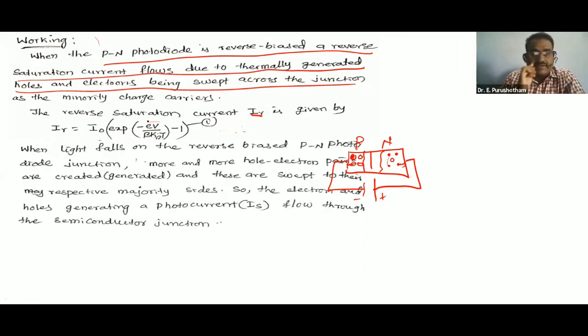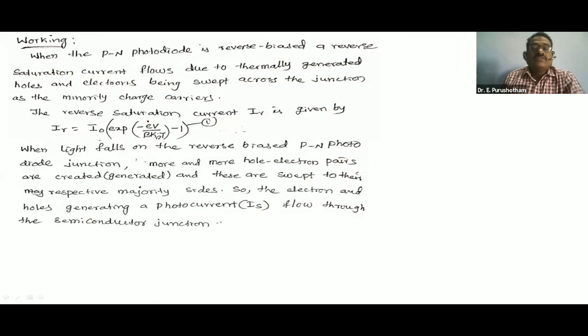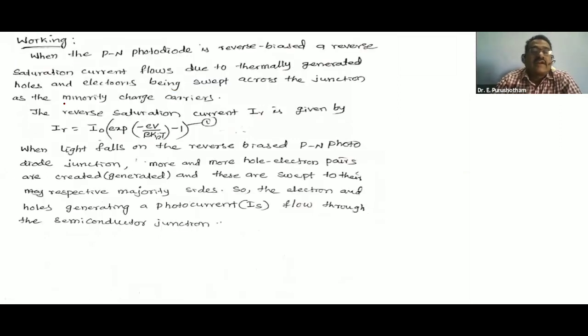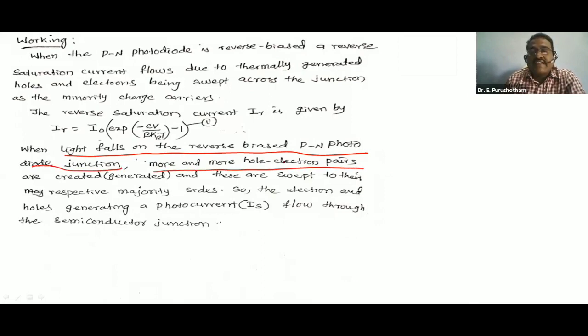So you can see here, when the light falls on the reverse biased photodiode, at the junction, more and more hole and electron pairs are generated. These are swept or moving to their respective majority sides. So the electrons and holes generate a photocurrent.